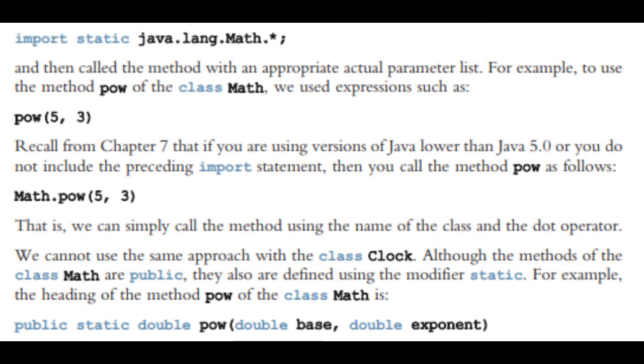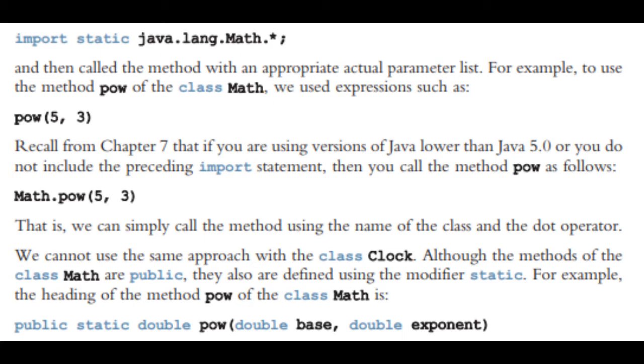If you are using versions of Java lower than Java 5.0, or you do not include the preceding import statement, then you call the method pow, for example, as Math.pow(5, 3). That is, we can simply call the method using the name of the class and the dot operator. In this example, the name of the class is Math and the method is pow. We cannot use the same approach within the class Clock.